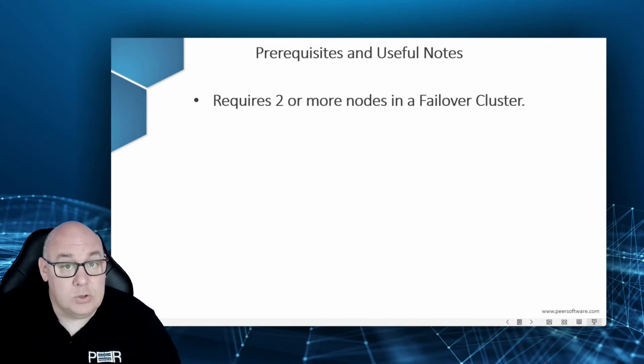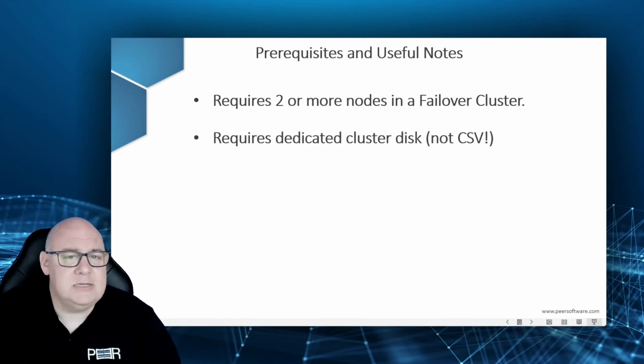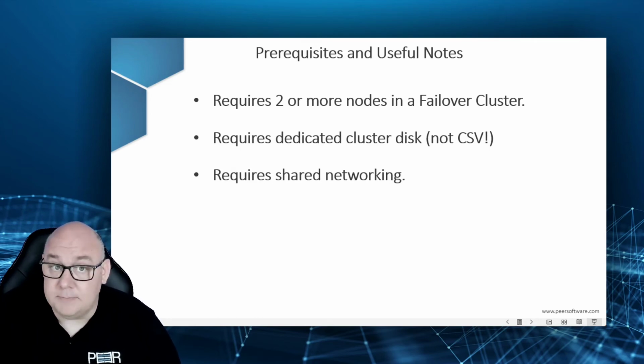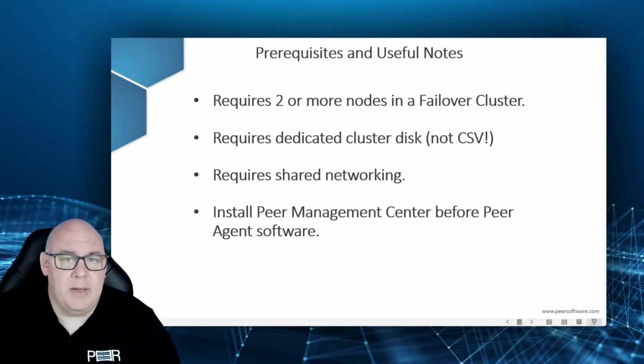This setup requires 2 or more Windows servers already configured and running as nodes in a Windows failover cluster. If you need help with that, there's a link in the description below showing how to set up a Windows cluster. At least one dedicated cluster disk is required for use by the Peer Management Center to store configuration and log files. This must be a cluster disk, not a cluster shared volume or CSV. Shared networking should also be in place. Install the clustered Peer Management Center before installing any peer agent software on your other computers.